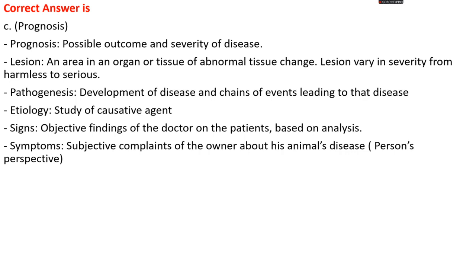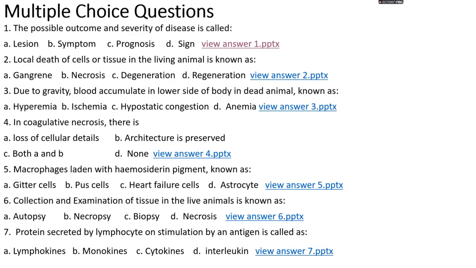While etiology is the study of causative agents, and if we see signs and symptoms, a sign is actually an objective finding of the doctor on the patient based on analysis, while symptoms are the subjective complaint of the owner about his animal's health. That is, the symptom is the person's perspective, while a sign is based on analysis.